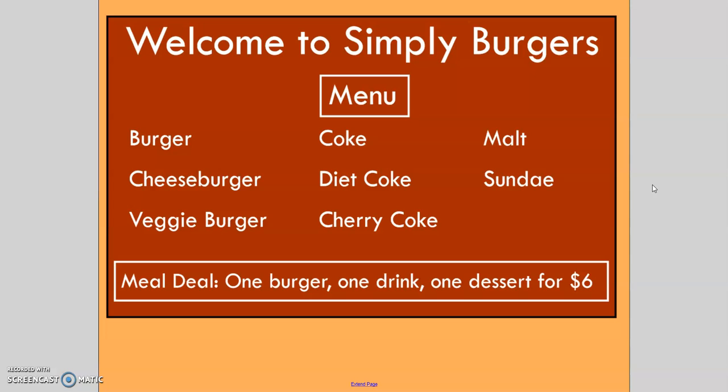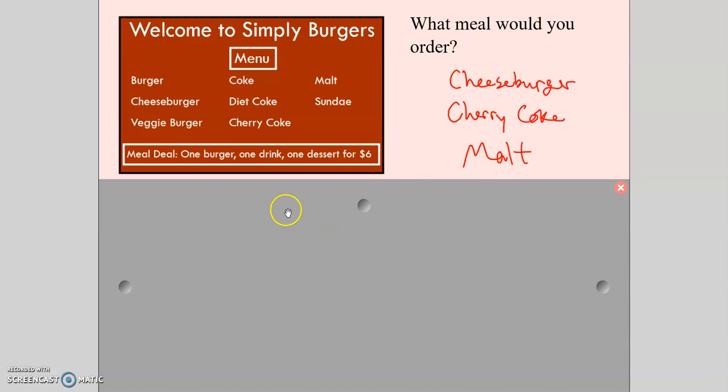Here's a menu at Simply Burgers. There's a meal deal in which you can get 1 burger, 1 drink, and 1 dessert for $6. So you pick one of these burgers, one of these drinks, and one of these desserts. Now, if it were me, I would get a cheeseburger, cherry coke, and a malt. So that's the meal I would order.